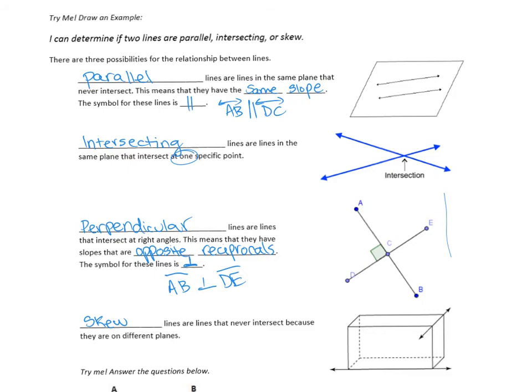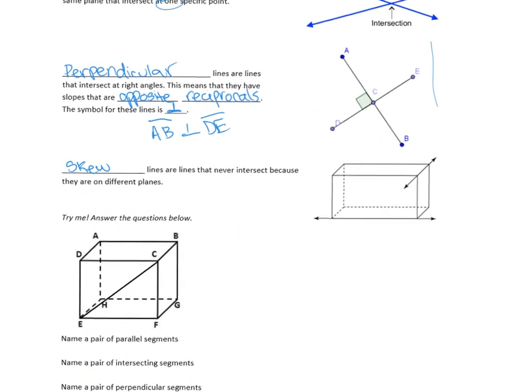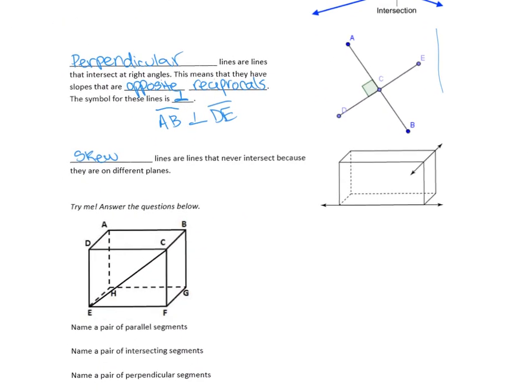And skew lines are lines that never intersect because they're on different planes. So they're not parallel, because to be parallel you have to be on the same plane, but they also never intersect. So looking here, if this was a 3-dimensional diagram, then you would see that this line here never intersects this line here, but they are also not parallel lines, because they're on different planes.